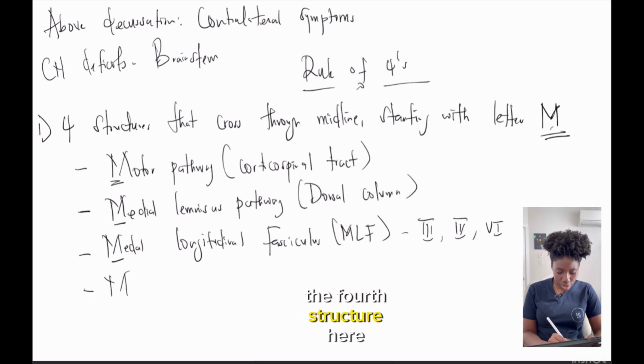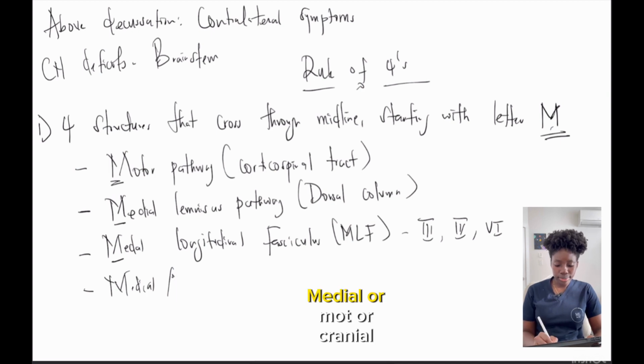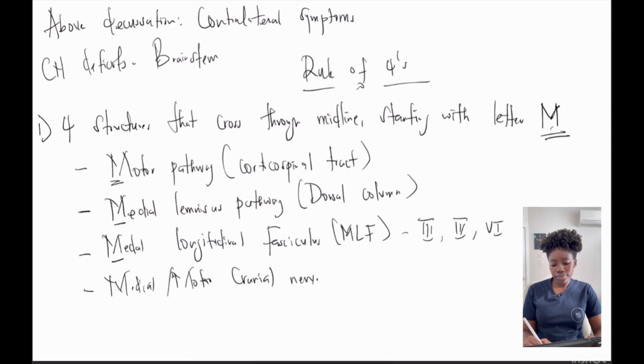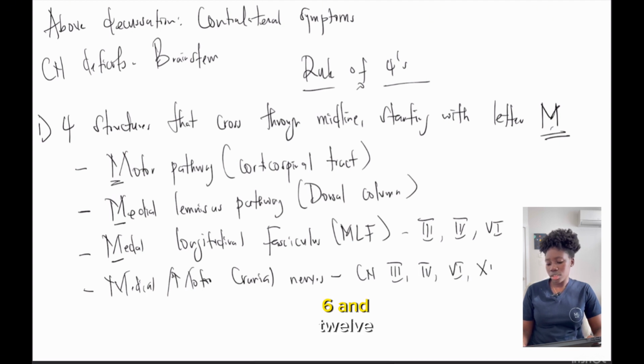The fourth structure here are the medial or motor, terrible spelling, medial or motor cranial nerves. And these are cranial nerves, well, the nuclei of cranial nerves 3, 4, 6, and 12.